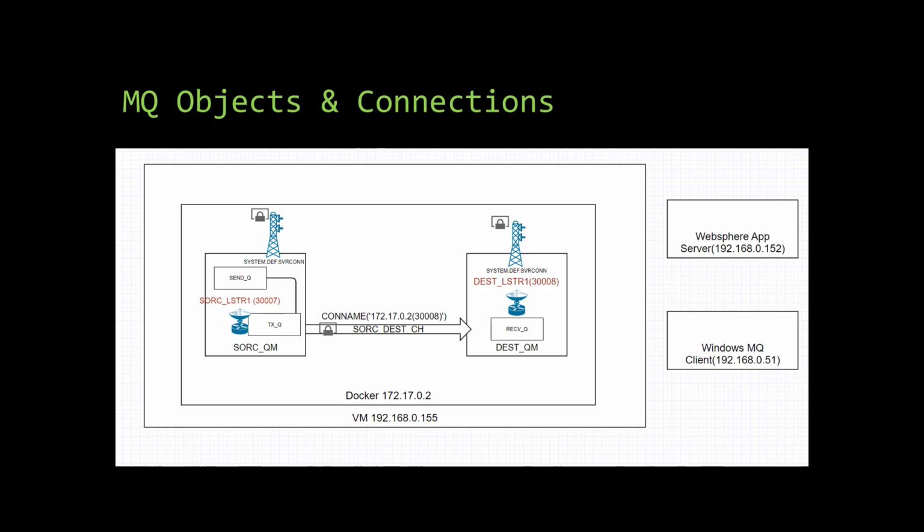Now I will create the infrastructure for bank A, which is the source queue manager. First I will create the source queue manager, and then a send queue. The send queue is a type of remote queue, and I will create a transmission queue, which is the TX queue, and a listener in this queue manager so that we can connect from our MQ client using the server connection channel. So let's get into the practical session.